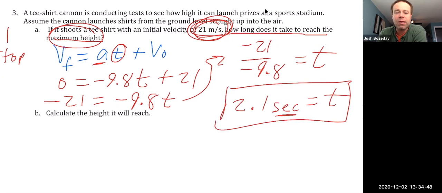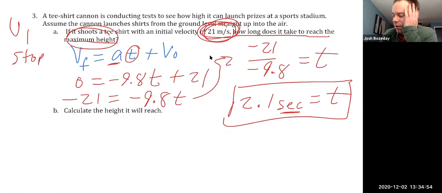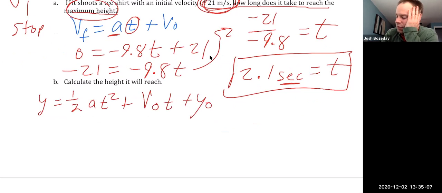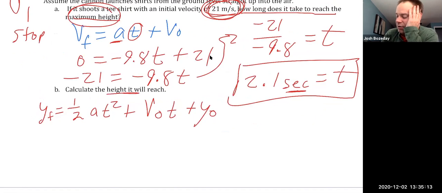All right, so in part B, we have to calculate the height it will reach. So now we're going to use our other equation. The other equation looks like this: y equals 1/2 at squared plus v0t plus y0. Remember, anytime you have this blank subscript, you can put an F in there for final. So we're solving for y final, which is the height that it reaches.